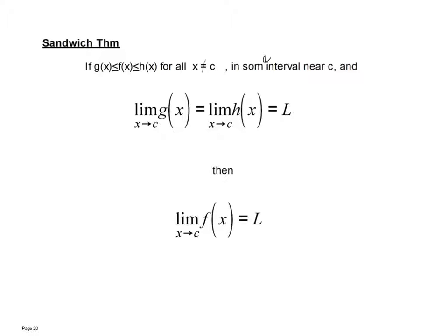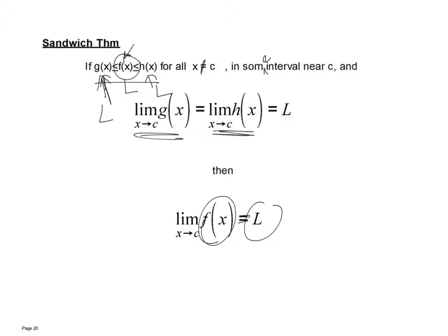I see that I've missed the E right here. That should say some interval. So the sandwich theorem says this: if you've got three functions, and f of x is always between g of x and h of x for all values of x that aren't equal to c, and if g of x as you go to c is L and h of x as you go to c is L, then f, since it's always between them, has to be L too. So if this limit equals L and that equals L and f is between them all the time, then at c, it's L. That's the whole idea.